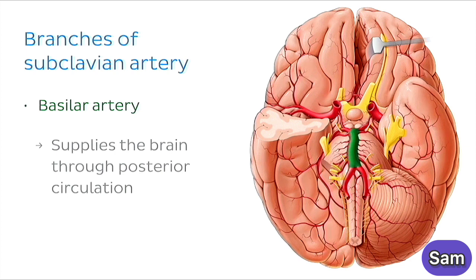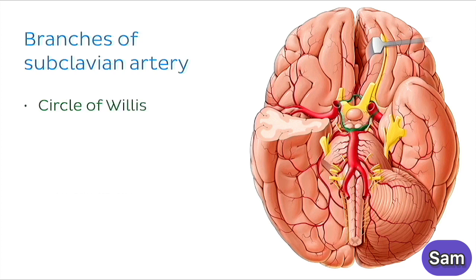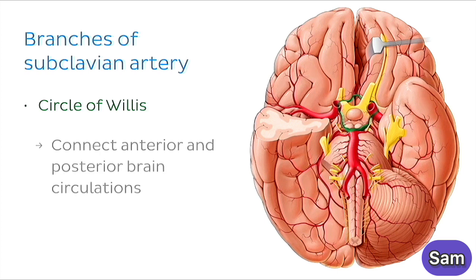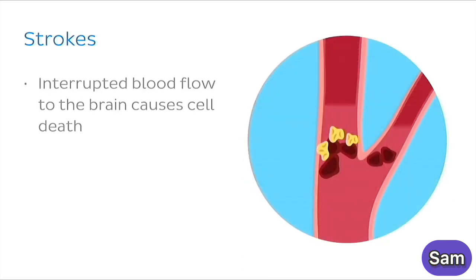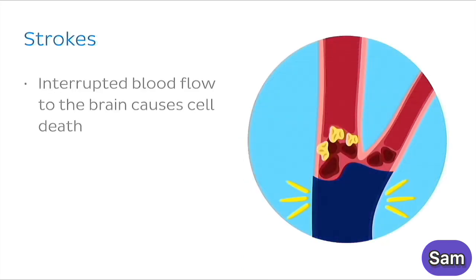Branches from the internal carotid artery and from the basilar artery contribute to the formation of the circle of Willis, the most important anastomoses between the intracranial vessels that connect the anterior and posterior circulations. We finished this tutorial talking about cerebrovascular accidents or strokes, a medical condition in which interrupted blood flow to the brain causes cell death.